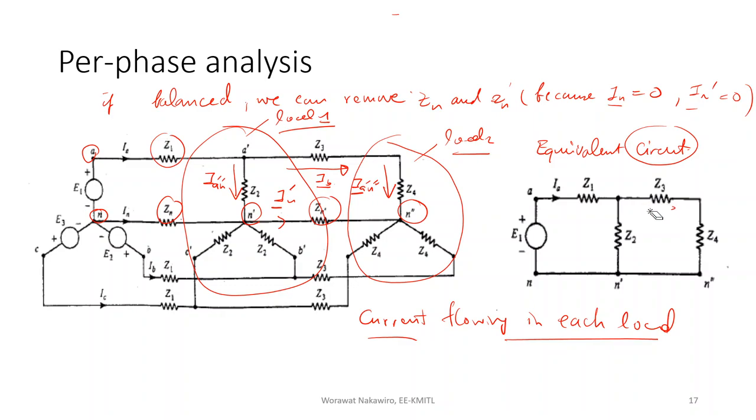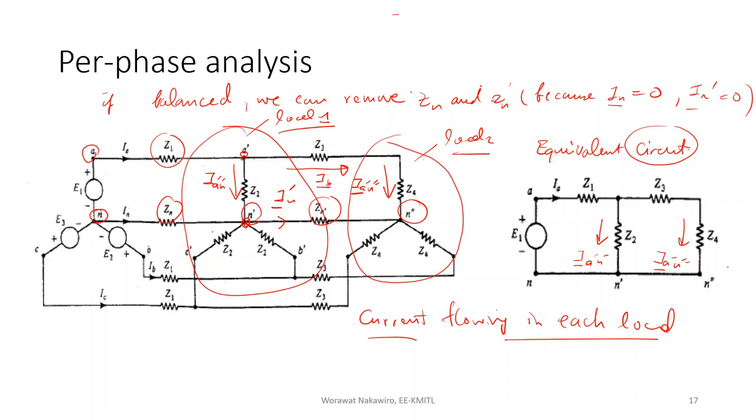So for the current flowing in each load, for load one, this is I A prime N prime flowing from this node to this node. And the current flowing in load two is the current flowing from node A prime to N double prime, so this is I A prime N double prime. Now you can compute this one.